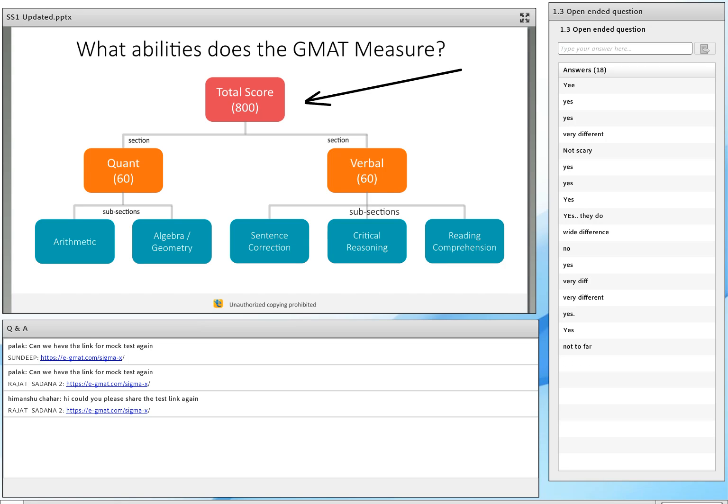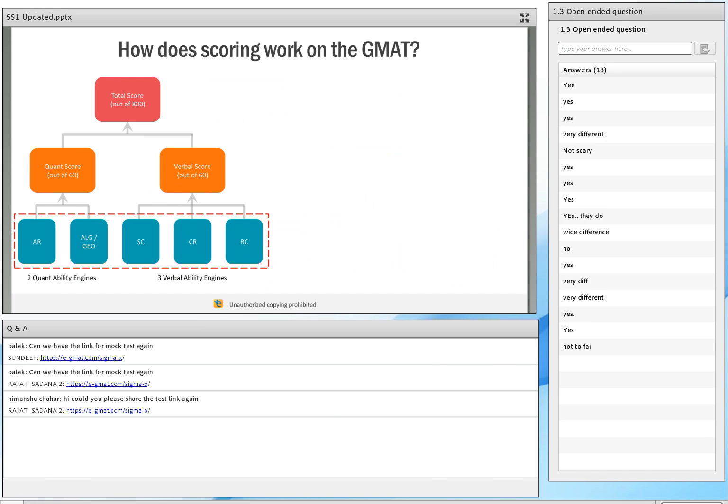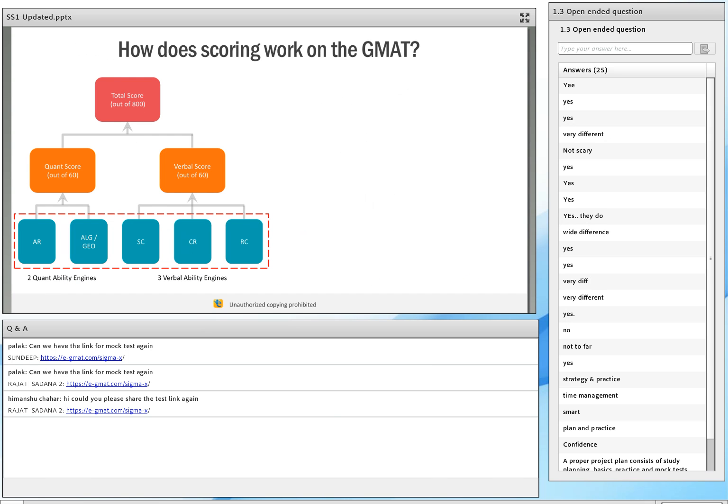Okay. I know the screen is blank for a few of you. So essentially, when you look at the GMAT, you're looking at 5 different abilities. Okay, 3 in verbal and 2 in quant.